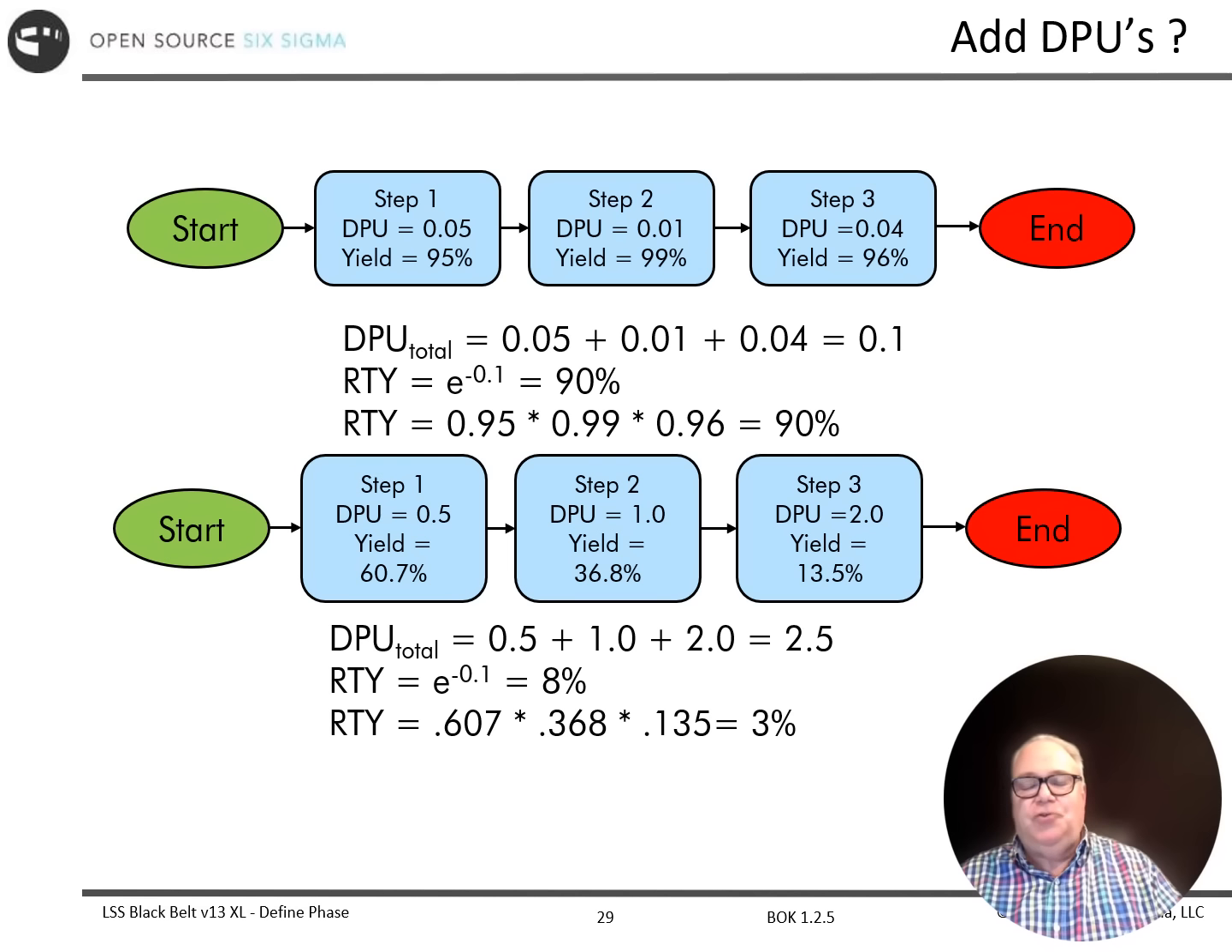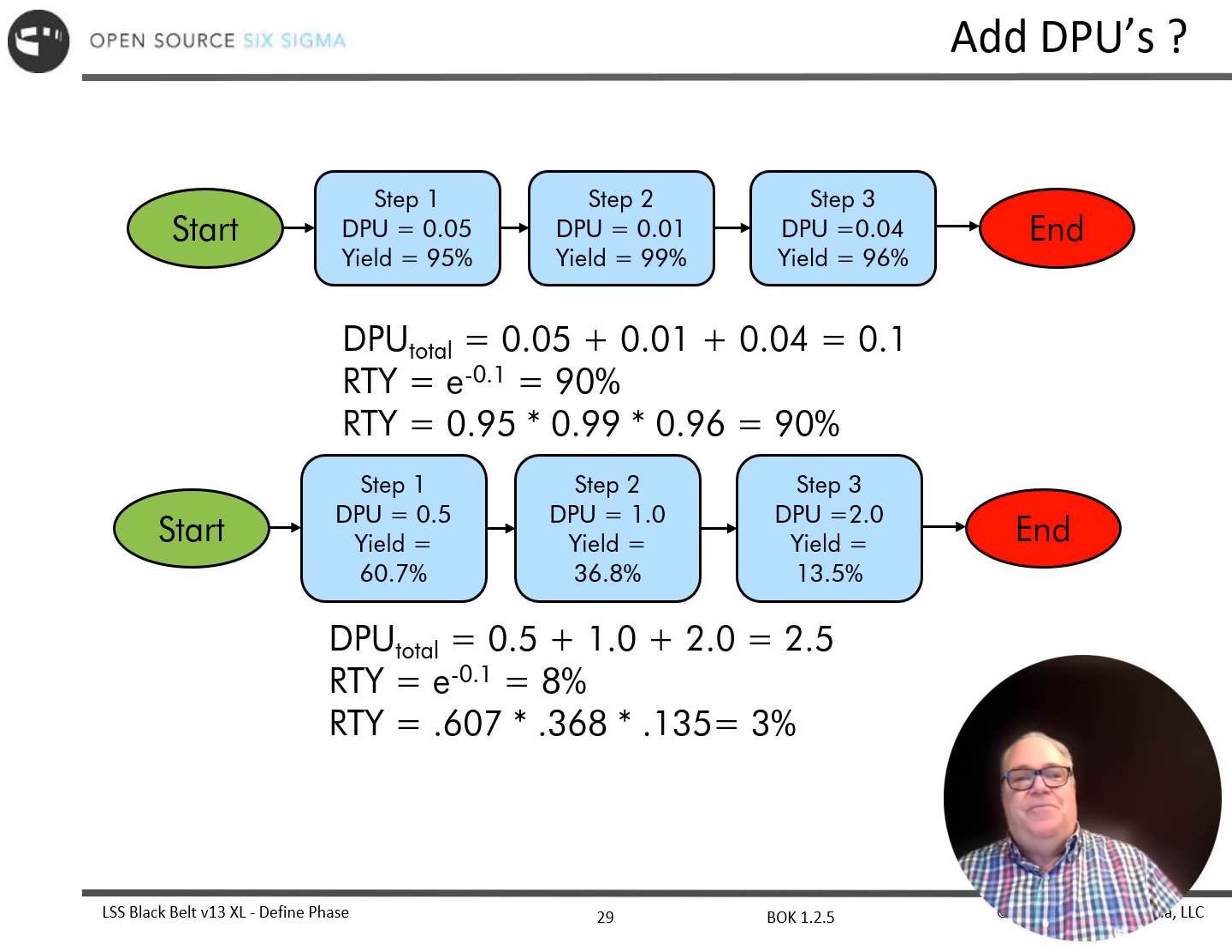All right, finally, a little trick that we can use sometimes. We're going to show it in this example. You can mix and match DPUs and defectives when we have very low defect rates. In the top, we're going to show you that we can just add the defects per unit and switch over to yield. And that's very handy, because doing addition is much easier than doing a multiplication of yields.